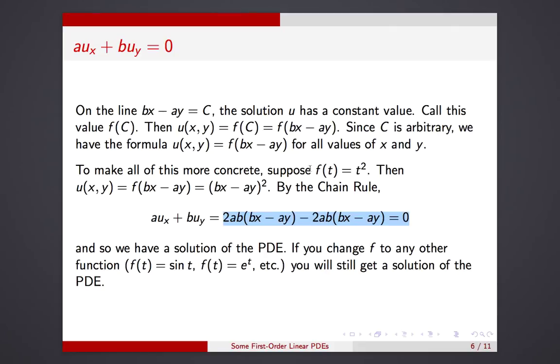So it turns out that if you take bx minus ay and square it, you get a solution of this original equation. But the squaring is irrelevant. I could have cubed it. I could have done not t squared but sine of t, and then right here I would have had sine of bx minus ay. It doesn't matter what this function f is. As long as you're plugging bx minus ay into it, you'll get a solution of this equation up here. So if you change f to any other function, you yourself might want to verify that for sine t, e to the t, whatever, you will still get a solution of this PDE.